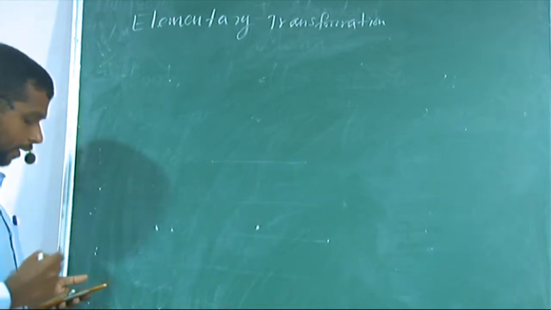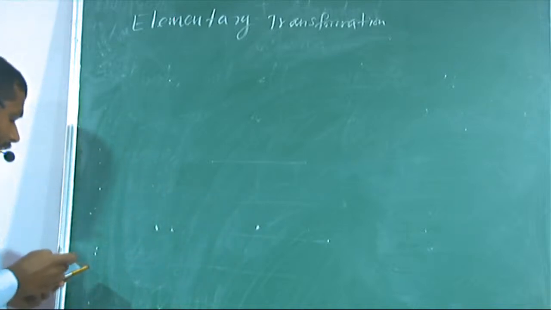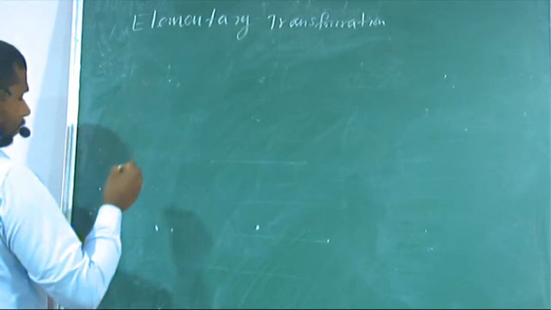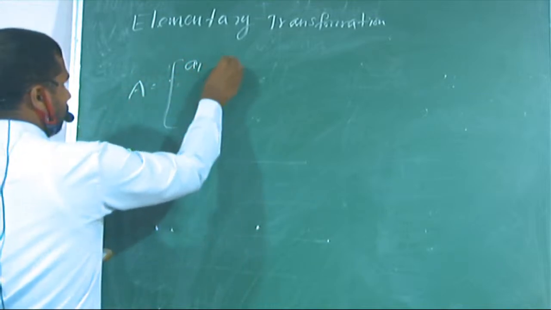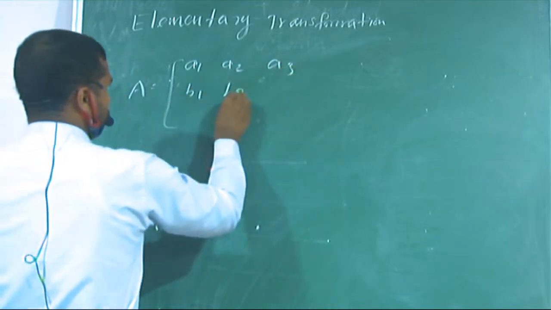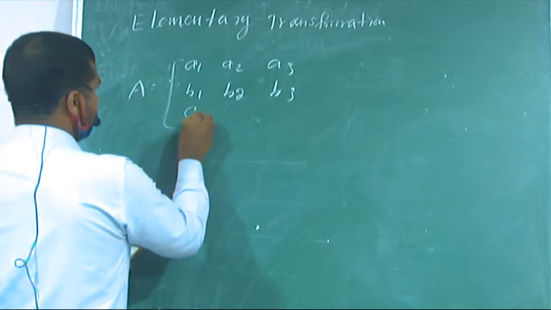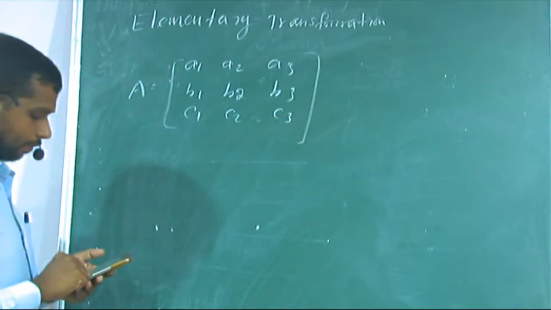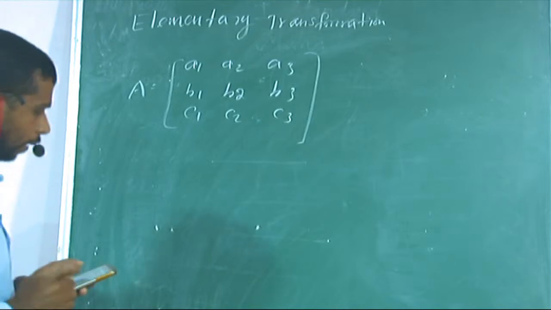First, you have to understand three important points. The first point is the interchanging of any two rows or two columns. I have taken a 3 by 3 matrix: A1, A2, A3, then B1, B2, B3, then C1, C2, C3. The first condition is interchanging any two rows or columns of the matrix.